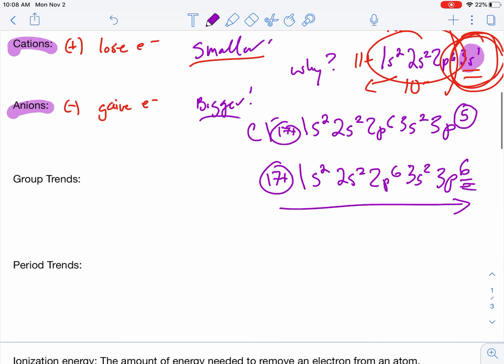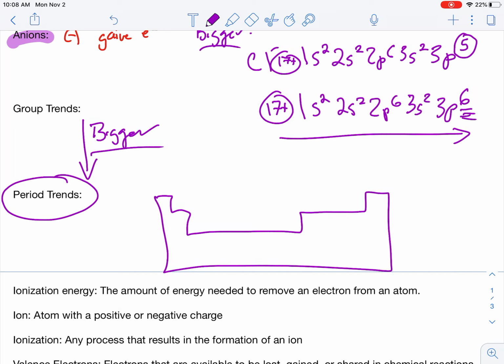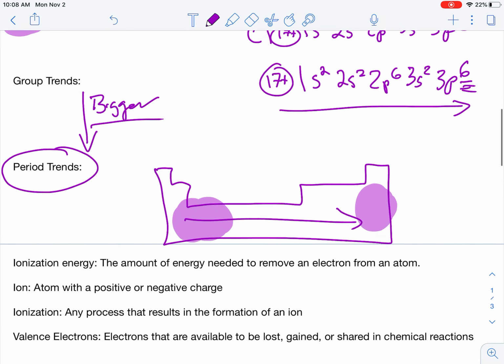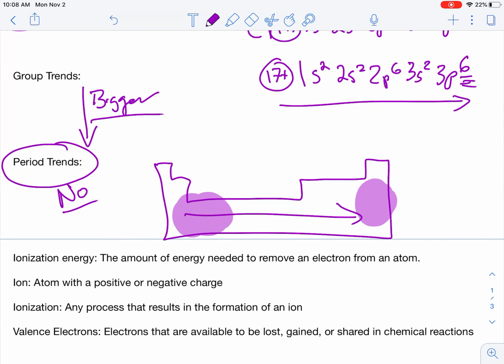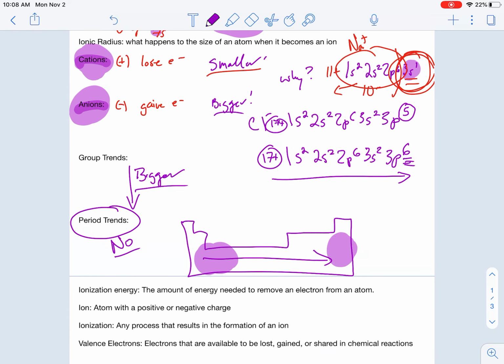Cool. Group trends follow the same trends as atomic radius. You get bigger. Why? More shells. Period trends, however, are kind of weird. You have to remember on the periodic table, as you move from left to right, you're transitioning from metals to nonmetals. That means you're transitioning from cations to anions. So there's no real period trend. But I might ask you about cations and anions specifically.